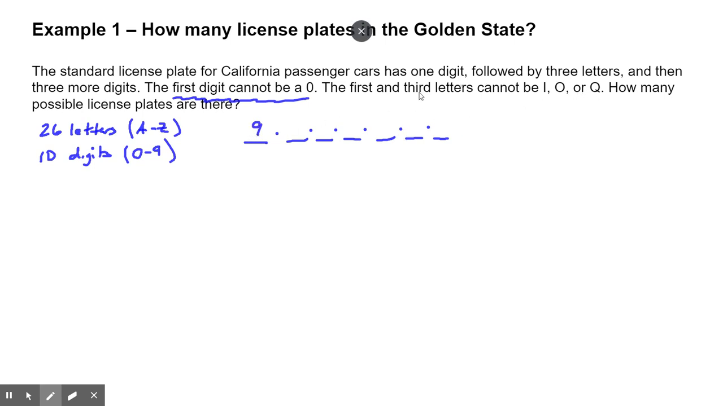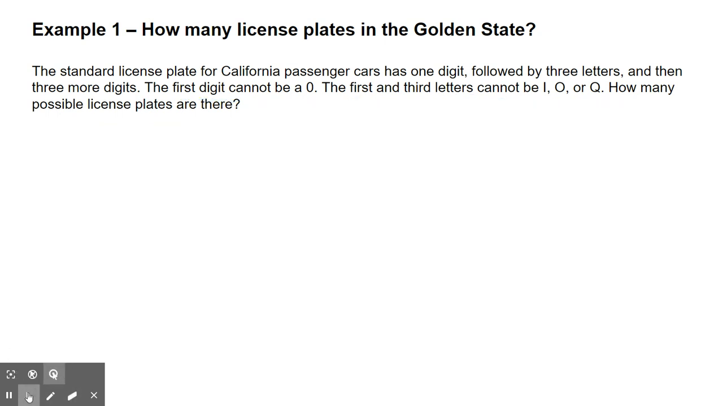Okay, so then there's 3 letters. It says the first and third letters cannot be an I, an O, or a Q. So the first letter cannot be one of those 3, so there's only 23. And the third letter cannot be one of those 3, so there's only 23. But the middle letter can be any of the 26 letters in the alphabet. And then the last 3 are 3 more digits. There are no restrictions on those. So there are 10 possibilities for each space. And I'm going to take a quick picture of this, and this is what we're going to multiply out in our calculator.